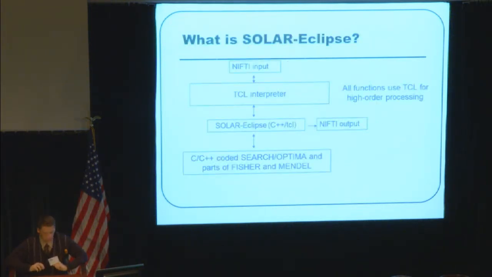So what is SOLAR-Eclipse? This is the block diagram and the way you're going to interact with it. It takes both NIfTI and text format input, and you primarily interact with a TCL interpreter. It's very much like the R interface. If you have used R before, likely you have played with a very similar interface already. So the TCL interpreter is the part of the program that will call the C++ code that's integrated with TCL, and the output is either going to be presented in text or binary NIfTI output. And then, of course, you have C and C++ coded parts of the SEARCH, Optima, FISHER, and MENDEL.